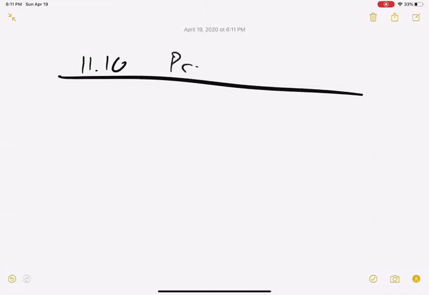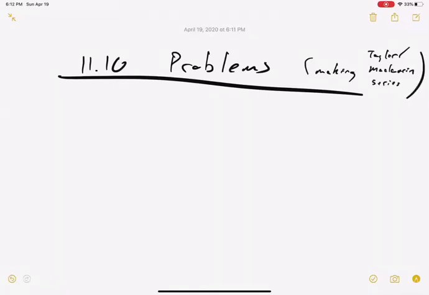Hello everyone, here's some more problems, this time coming from section 1110, and I think I might divide 1110 into a couple sections of problems. So this video will mainly deal with making Taylor and Maclaurin series for functions. So meaning we'll be given a function and asked to find the Taylor-Maclaurin series centered at some number, okay? So let's dive right in.